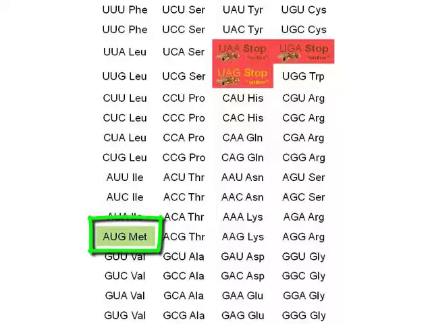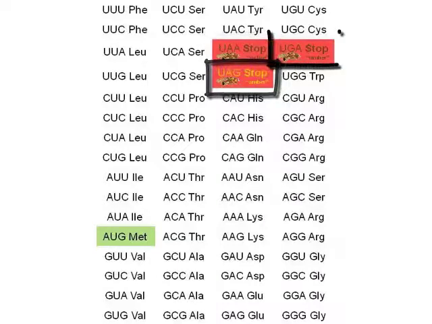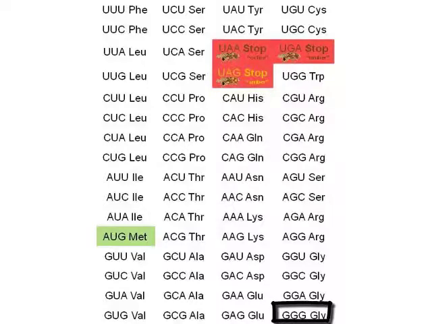AUG codes for the amino acid methionine. There are 3 stop codons that cause the ribosome to be released from the mRNA. They're UAA, UAG, and UGA. And an example of something that may occur in between is the codon GGG, which codes for glycine.